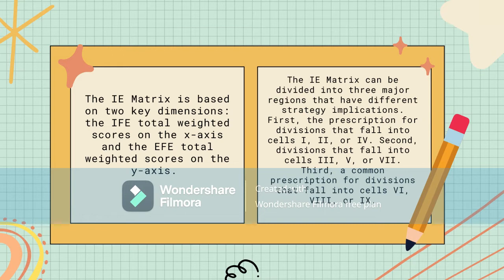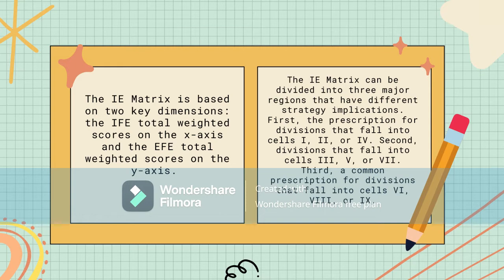So first, the prescription for divisions that fall into cells 1, 2, or 4 can be described as grow and build. Intensive strategies: market penetration, market development, and product development, or integrative strategies: backward integration, forward integration, and horizontal integration. Strategies na kailangan or nararapat sa mga divisions na ito.